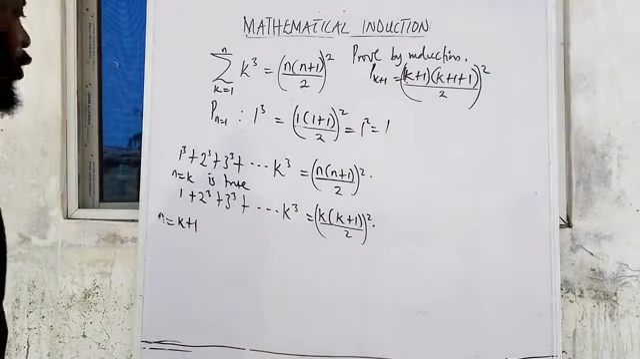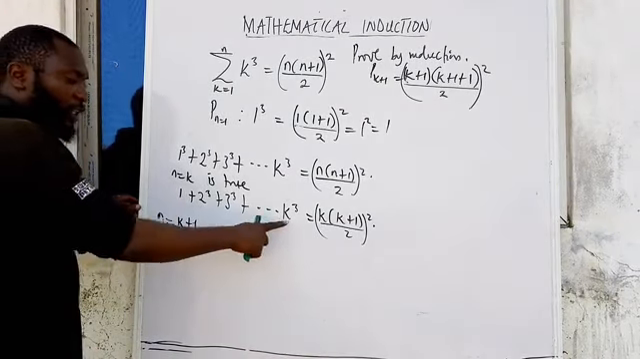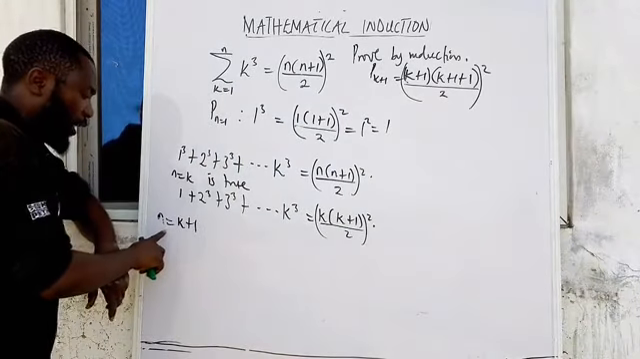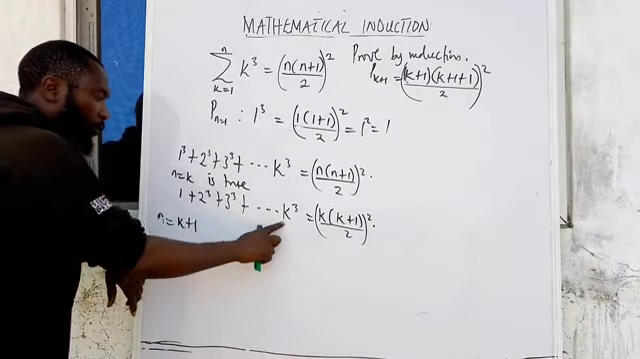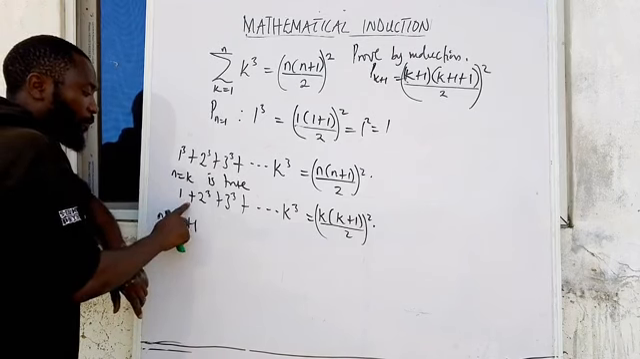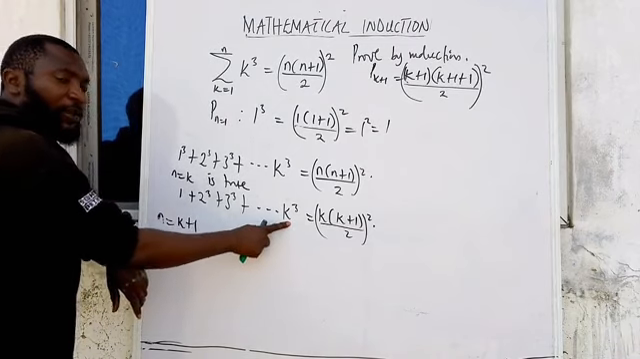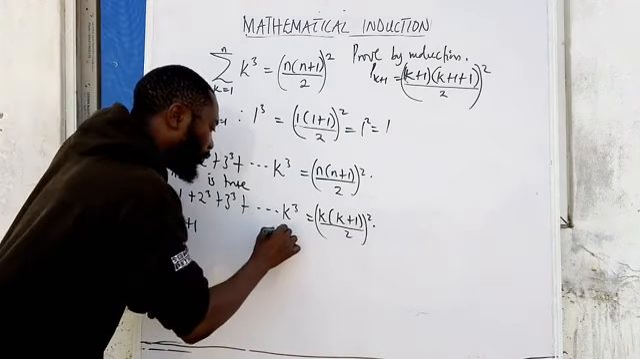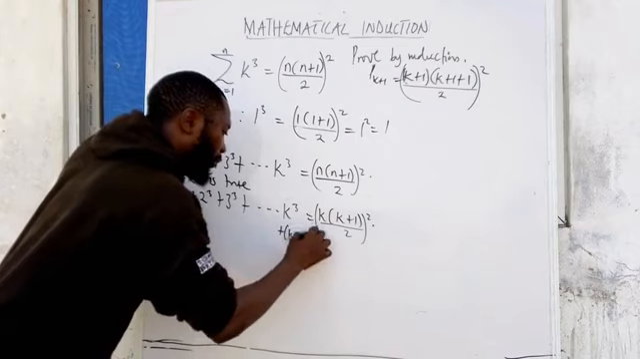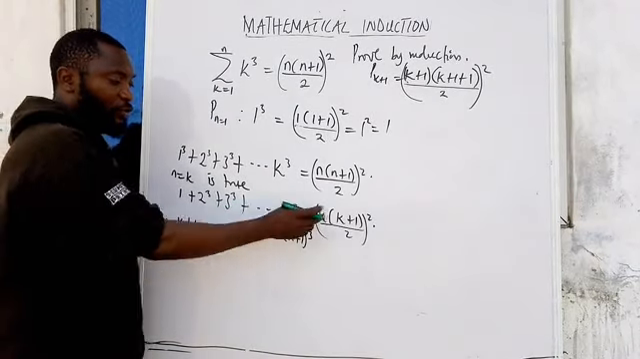Now, but don't forget that this is the first term, this is the last term. For us to get this expected result, we need to extend this series up to k plus 1. So that meaning the next term after k, we have k plus 1, meaning we need to introduce plus (k plus 1) raised to the power of 3. That will be the next term. And you know, once you add this k plus 1 to this term, it won't be equal to this again.